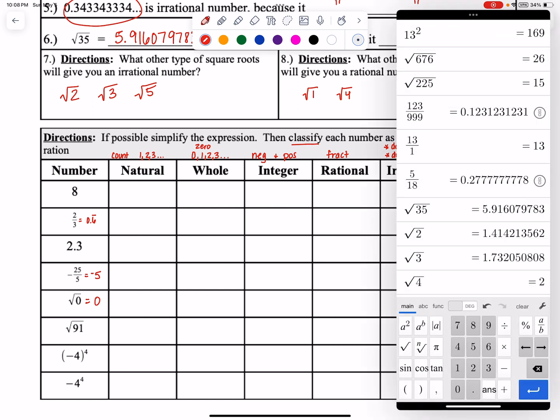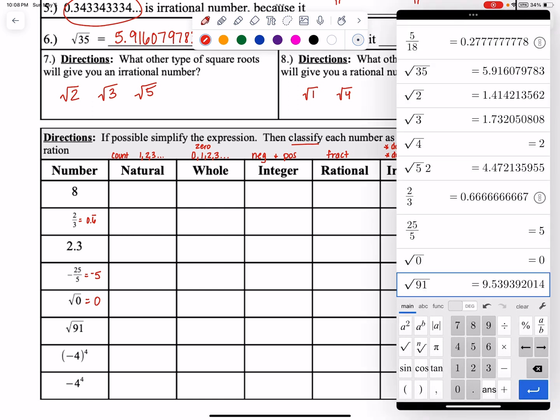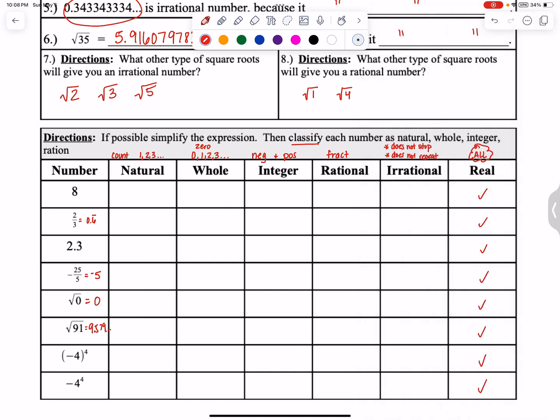What about square root of 91? This is 9.539 and so on. Okay, so it does not stop and does not repeat. So this is an irrational number.